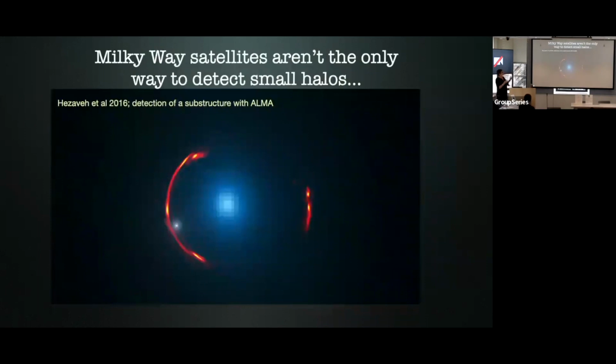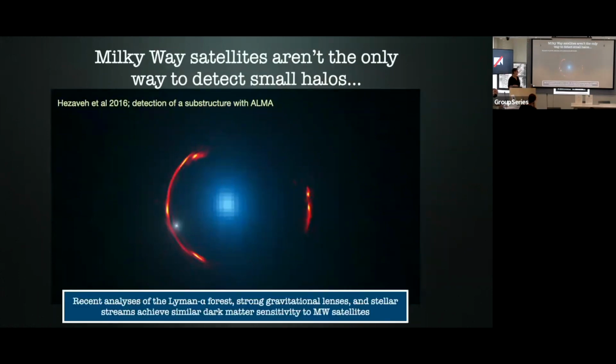Okay, so Milky Way satellites aren't the only way to detect small halos. Another way is strong lensing, and I'm only going to very briefly touch on this. This is an example of a detection of a substructure with ALMA, and the basic idea here is you can detect individual substructures at about 10 to the 9. And there are really three kinds of analyses that can get similar sensitivity to Milky Way satellites: the Lyman alpha forest, strong lensing, and stellar streams.